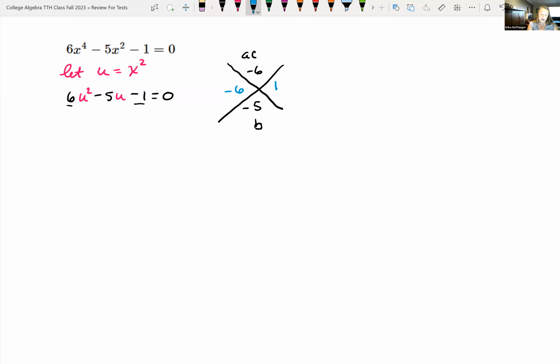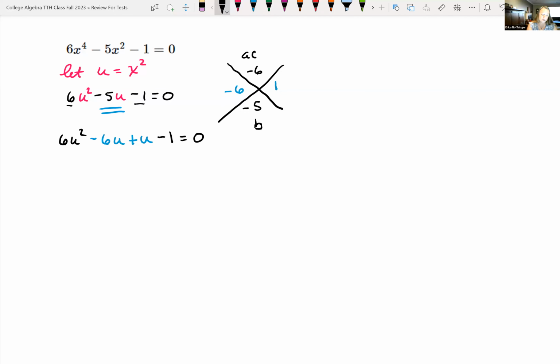So once you figure out those two numbers, the trick is to go back in and rewrite the middle term using those two coefficients. And so we're going to rewrite this. So we have 6u squared. And then we're going to rewrite -5u as -6u plus 1u. I'm just going to write plus u. Bringing down the -1 equals 0.